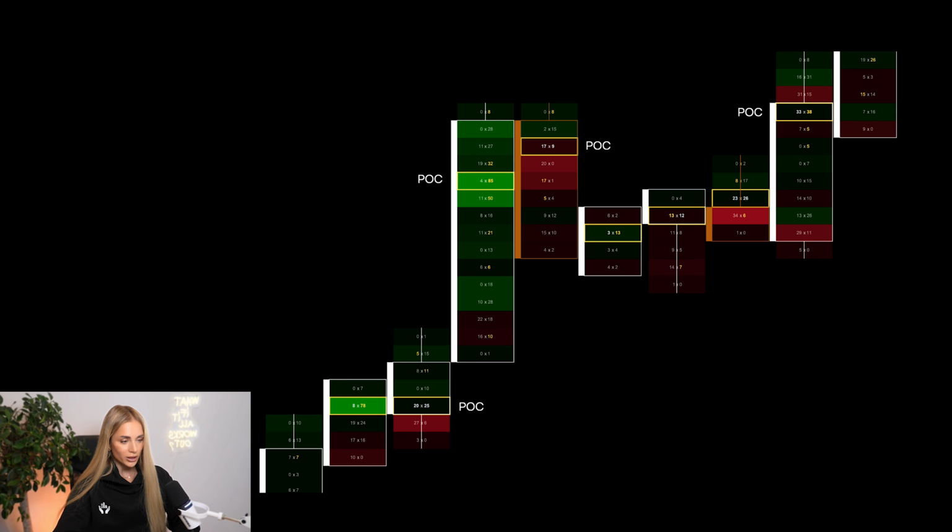Inside every footprint, there is one cell that stands out from the rest, marked with a bold outline. This is the high volume node, or point of control, of the candle. The point of control marks the price level inside that footprint where the most contracts were traded, ask and bids combined. Think of the point of control as the center of gravity of that footprint. It's the price the market spent the most energy on.